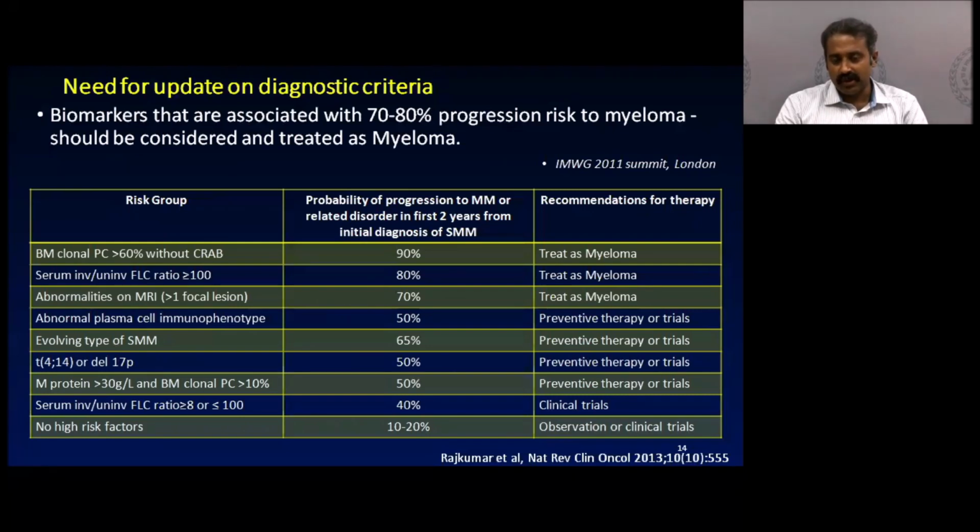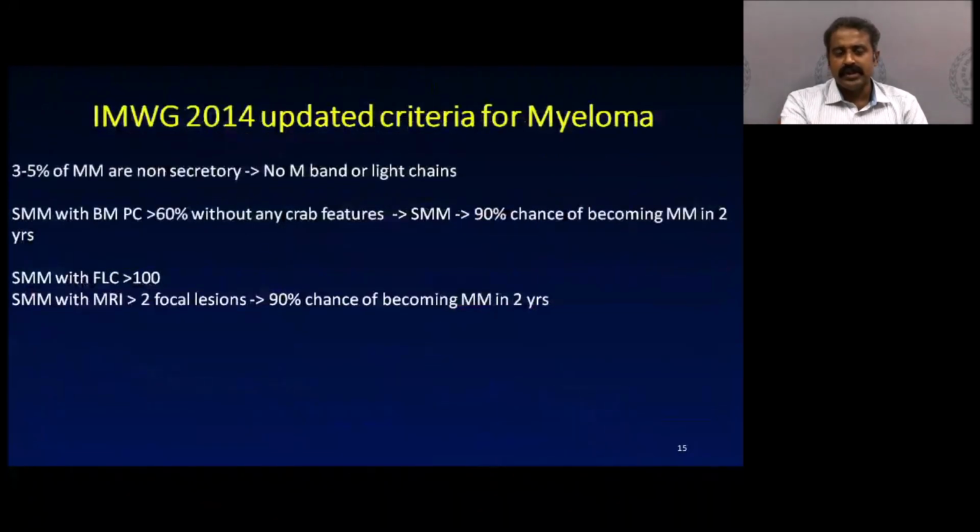And so in 2014, there was an updation in the criteria, and patients with these 3 other features were also diagnosed as multiple myeloma, and the recommendation was also to treat these patients as multiple myeloma. So the 2014 updation for multiple myeloma includes the 3 new biomarkers for multiple myeloma.